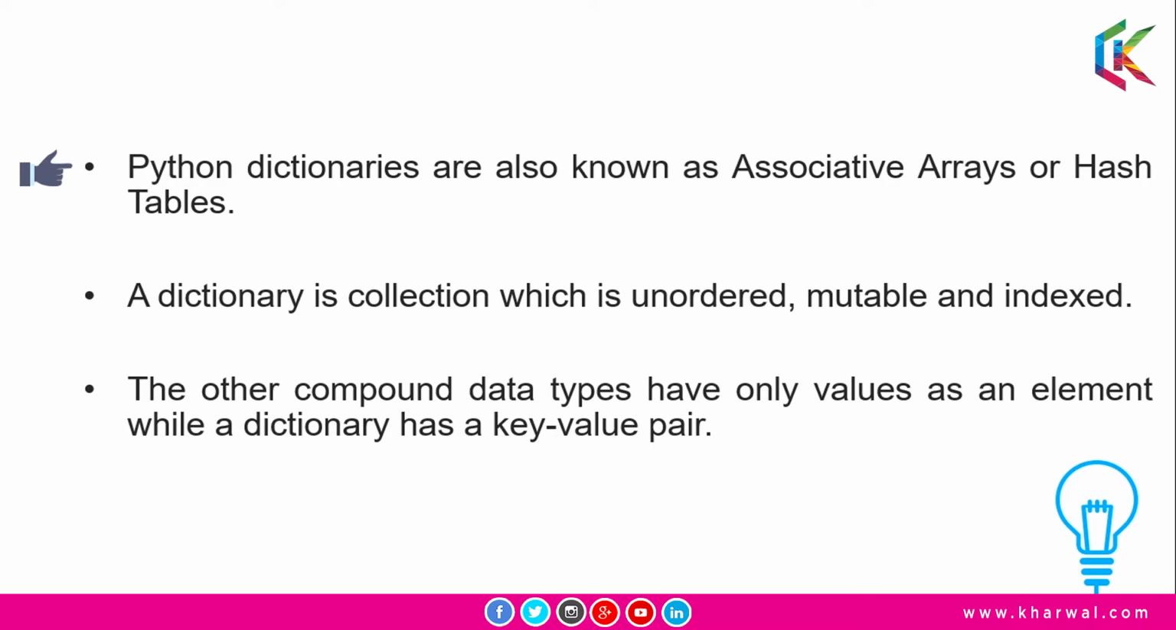A Python dictionary is also known as associative array or hash tables. A dictionary is a collection which is unordered, mutable and indexed. The other compound data types have only values as an element while a dictionary has a key value pair. Basically, a dictionary consists of pairs of keys and their corresponding values.